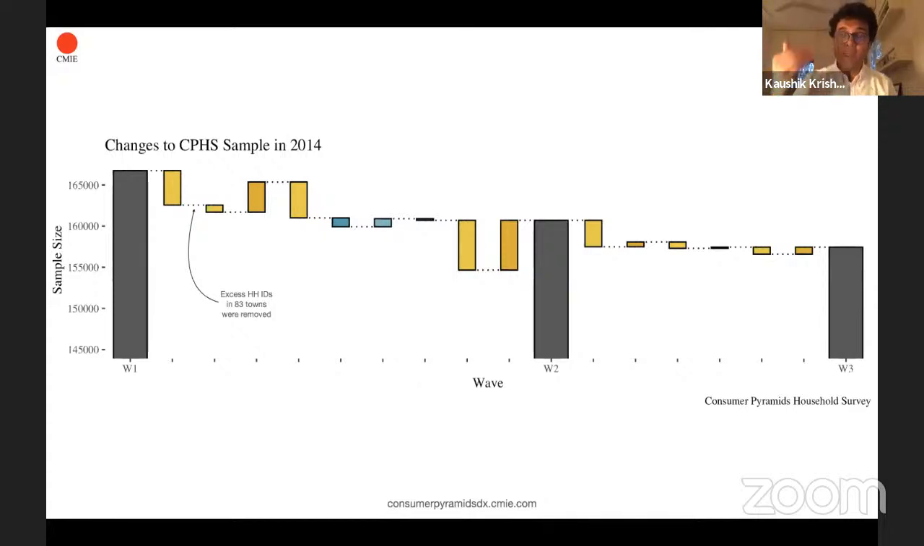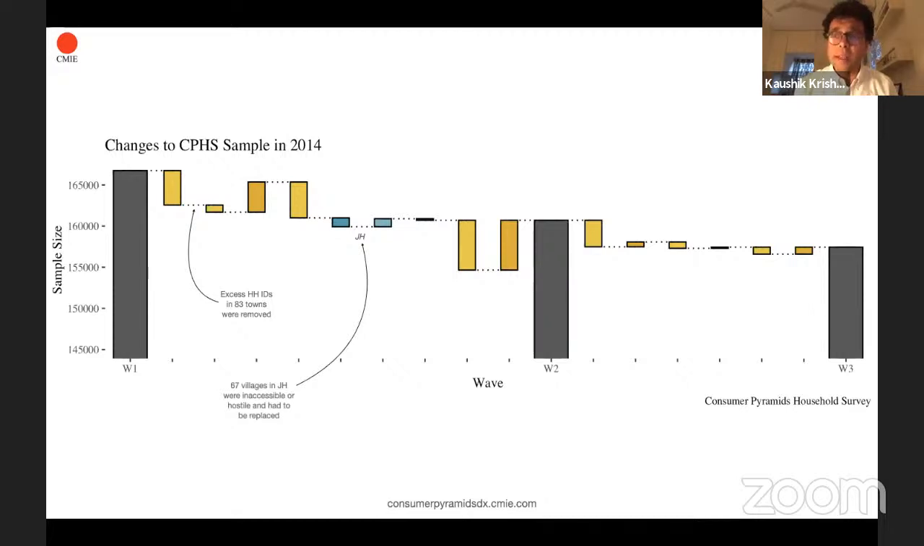And after surveying was completed, we had too many households from these towns because we have a fairly process-driven approach to determining the sample size for towns and villages, based on last week's talk. And in those cases, there was a trimming of that sample size in towns for these 83 towns.